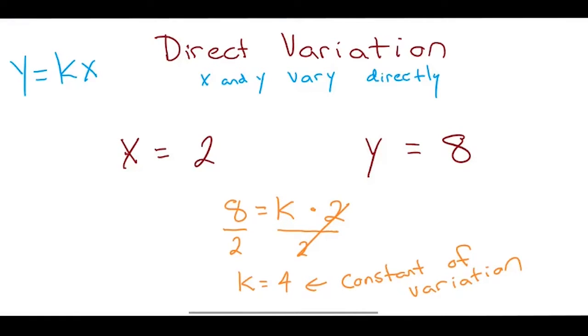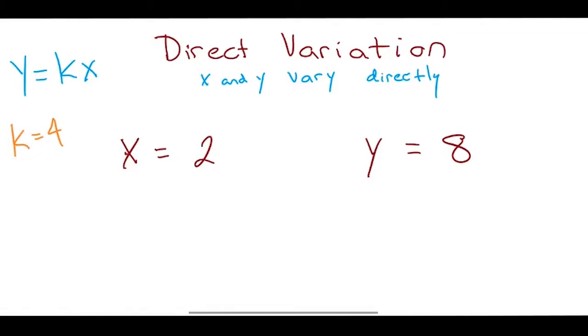Now that we know that in this one k equals 4, I can write my direct variation. I'm just going to replace the k with a 4. So I will rewrite this as y equals 4x. And that's how you write a direct variation equation.